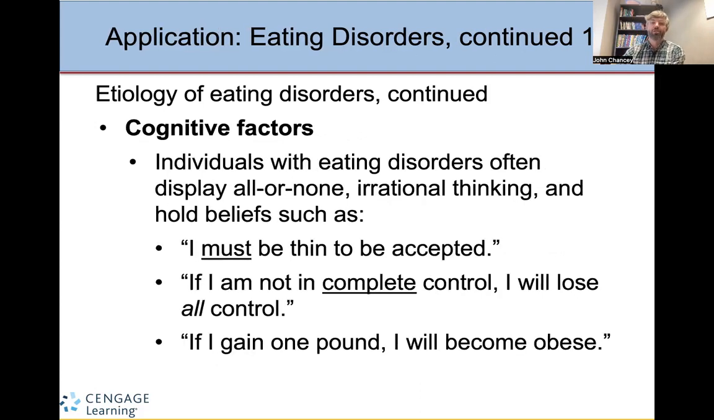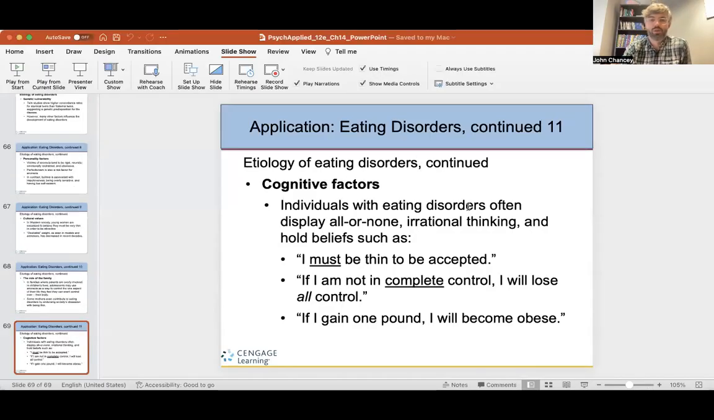What about cognitive factors? What kind of thinking might be used to explain these disorders, going hand in hand with that cultural acceptance of what is considered beauty and aesthetic? Having thoughts like I must be thin to be accepted, if I'm not in complete control, I'll lose all control, if I gain 1 pound, I'll be obese. Things like that are potential explanations of what's going on, at least between our ears. But it's a biopsychosocial phenomenon, so really it's a combination of all these things.